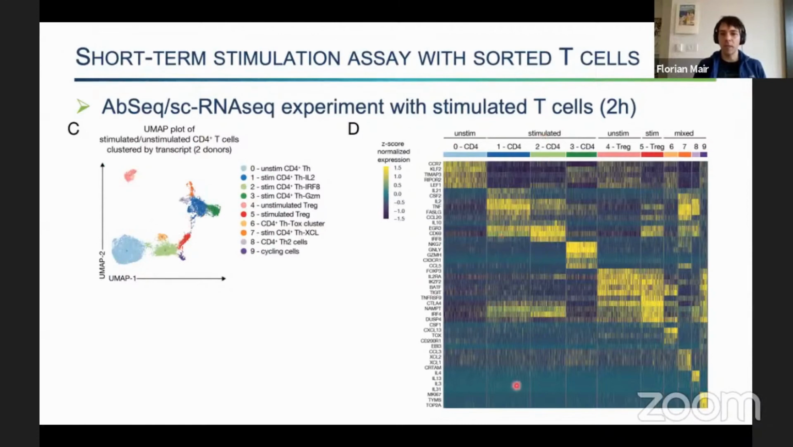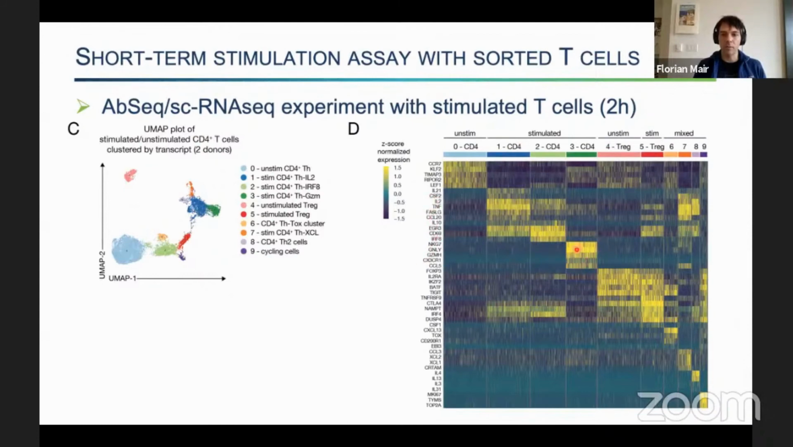And I know some people don't like heat maps, but I really love heat maps because there's so much information in there. So this is basically coded up here in unstimulated and stimulated for the different clusters. So this would be the unstimulated CD4 cluster, the unstimulated Treg cluster, and the stimulated Treg cluster, and over here, different clusters from the CD4 compartment after stimulation. And you can really start seeing these distinct functional responses.